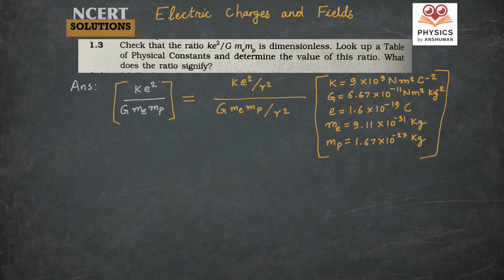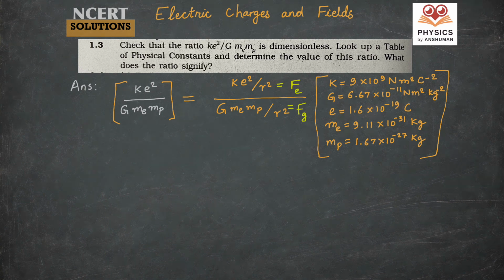But in the end, what we find here is that in the numerator, this formula is the formula for the electrostatic force between electron and proton separated by a distance r. And in the denominator, we see this relation G m_e m_p divided by r² as the gravitational force between electron and proton. You can name the gravitational force F_G, and you can name the electrostatic force F_E.